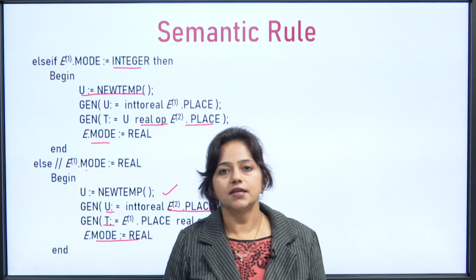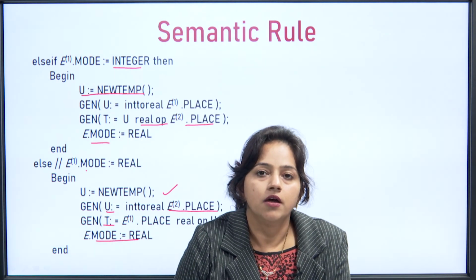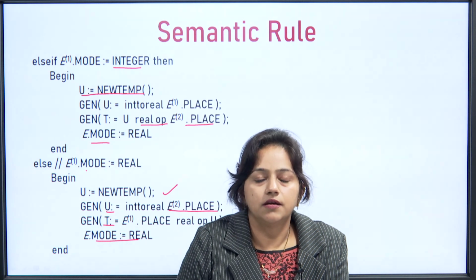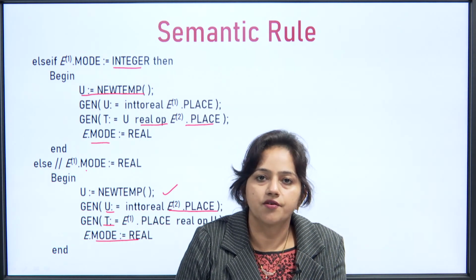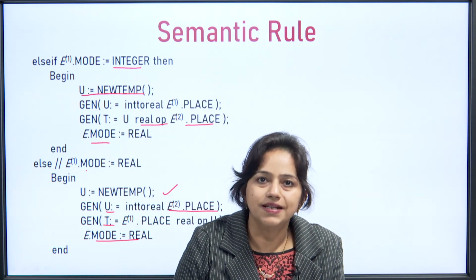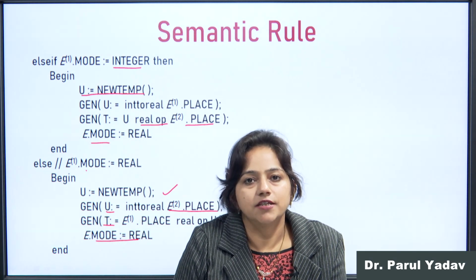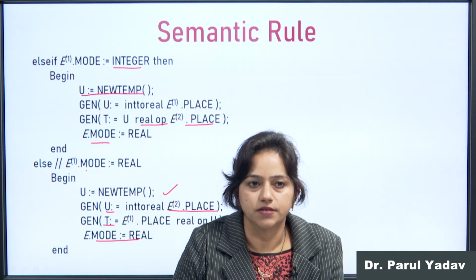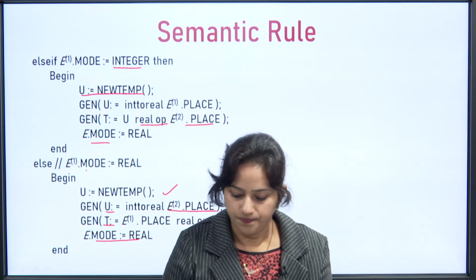So this is all about three address code, where we talked about how we write three address codes, how we write quadruples, triples and indirect triples, as well as the translation schemes for arithmetic operations. So this is all for this lecture.